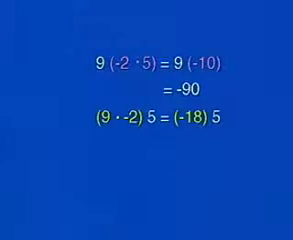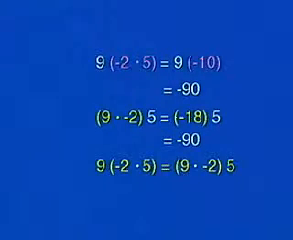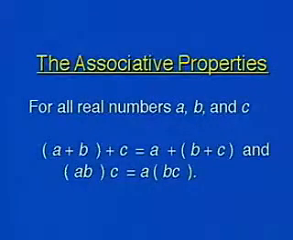Okay, now let's look at this with multiplication. Suppose we have 9 times negative 2 times 5. That's equal to 9 times negative 10, which is negative 90. Suppose we perform the operation in this order. We have 9 times negative 2 times 5, and we also get negative 90. So we can say 9 times negative 2 times 5 is equal to 9 times negative 2 times 5, where we're performing minus 2 times 5 here first, and 9 times minus 2 here. This is called the associative property.